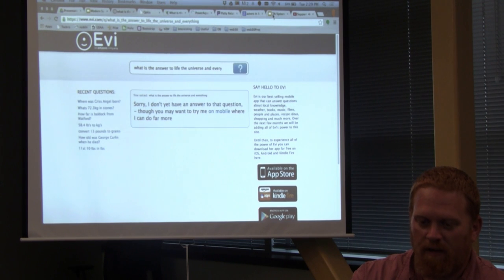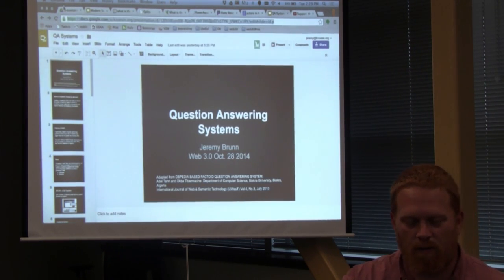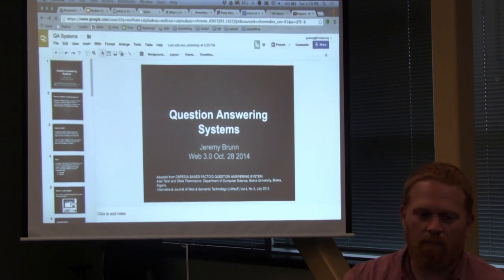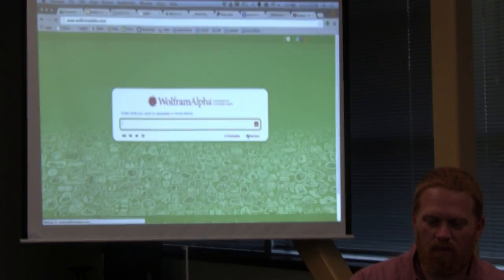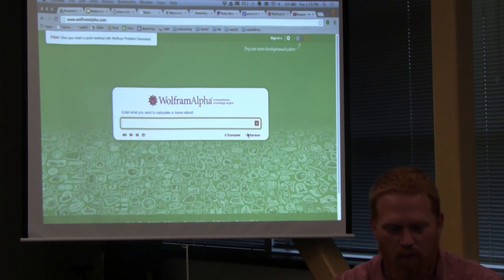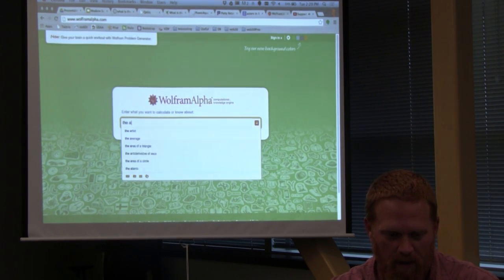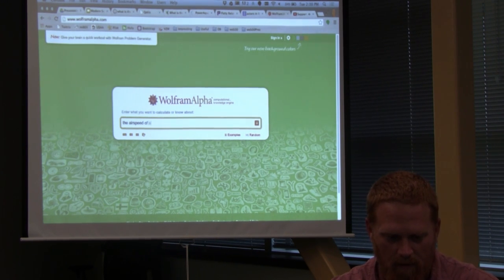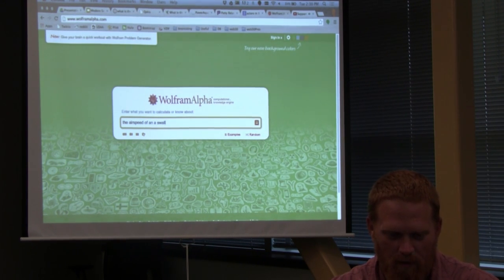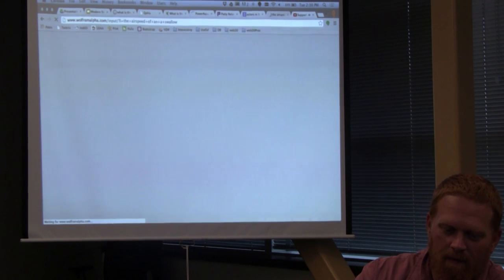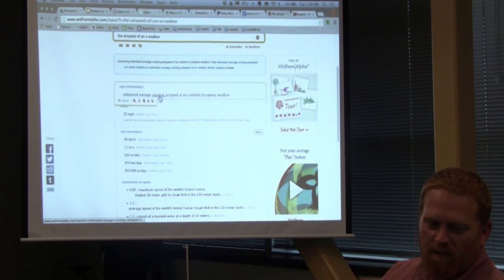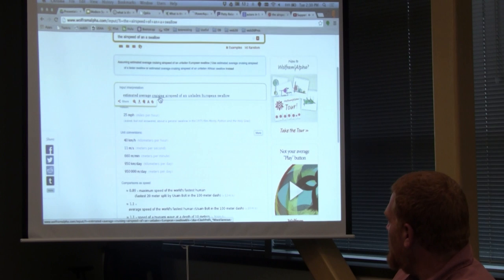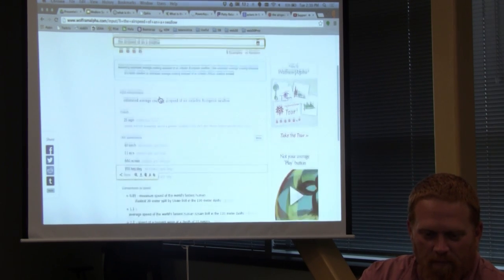I didn't think about it until just now, though, but has anybody tried Wolfram Alpha for answering questions? Wolfram Alpha has some pretty good linguistic things and some interesting knowledge. So if you wanted to know the airspeed of a... You can't say European or African. You have to just say swallow. There you go. Estimated average cruising speed of an unladen European swallow. And if anybody doesn't know, that's from Monty Python and the Holy Grail.